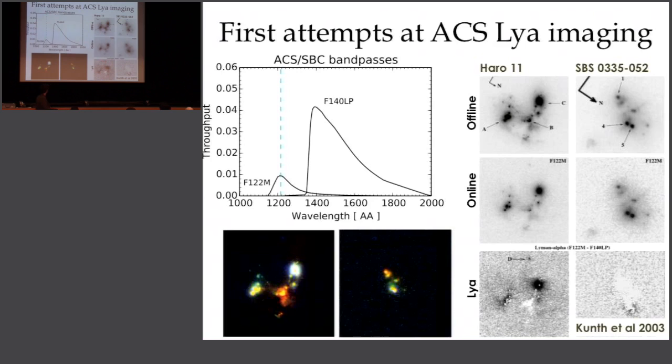And this is how we first attempted to image Lyman-alpha. It's a paper by Daniel Kuhn from 2003. Here we targeted 6 in total, but here 2 famous starburst galaxies, Haro 11 and SBS 0335. I've talked about both of these already. And you see offline images here.